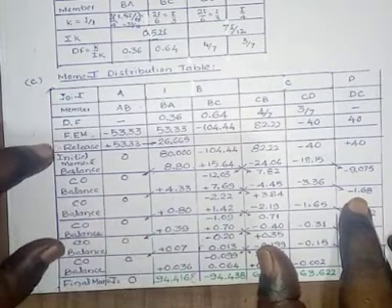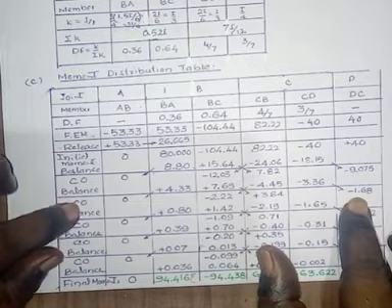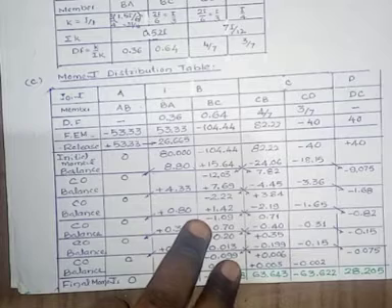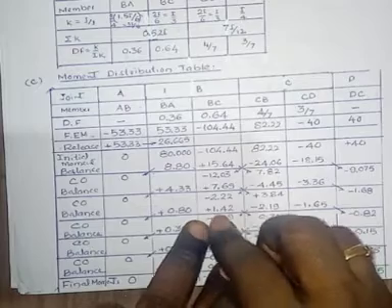Again, in the second cycle, this one is the first cycle, this one is the second cycle. In the third cycle, again we have to balance this. Here there is an unbalanced moment of minus 2.22. We have to balance it.